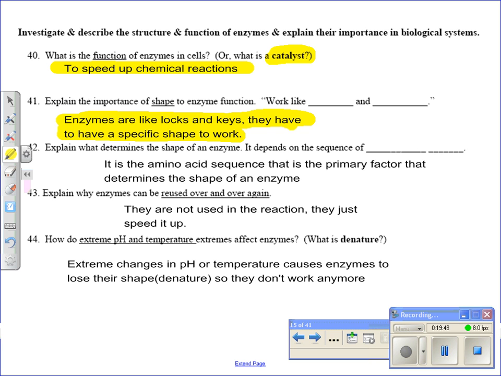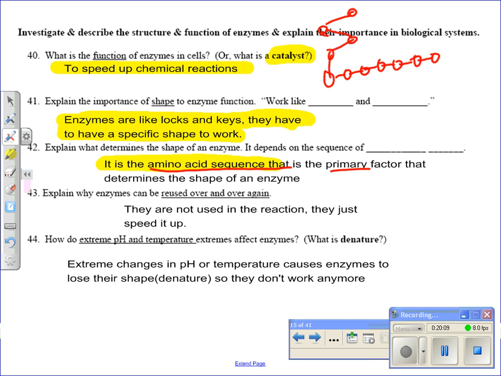Explain what determines the shape of an enzyme. Well, the key thing that makes the shape of an enzyme is the amino acid sequence. Because remember proteins, we learned about a macromolecule. All proteins are is a whole bunch of amino acids strung together. Well, depends on the kind of amino acids that you put together, makes the protein into a certain shape. So amino acid sequence is the primary factor in the shape of an enzyme.